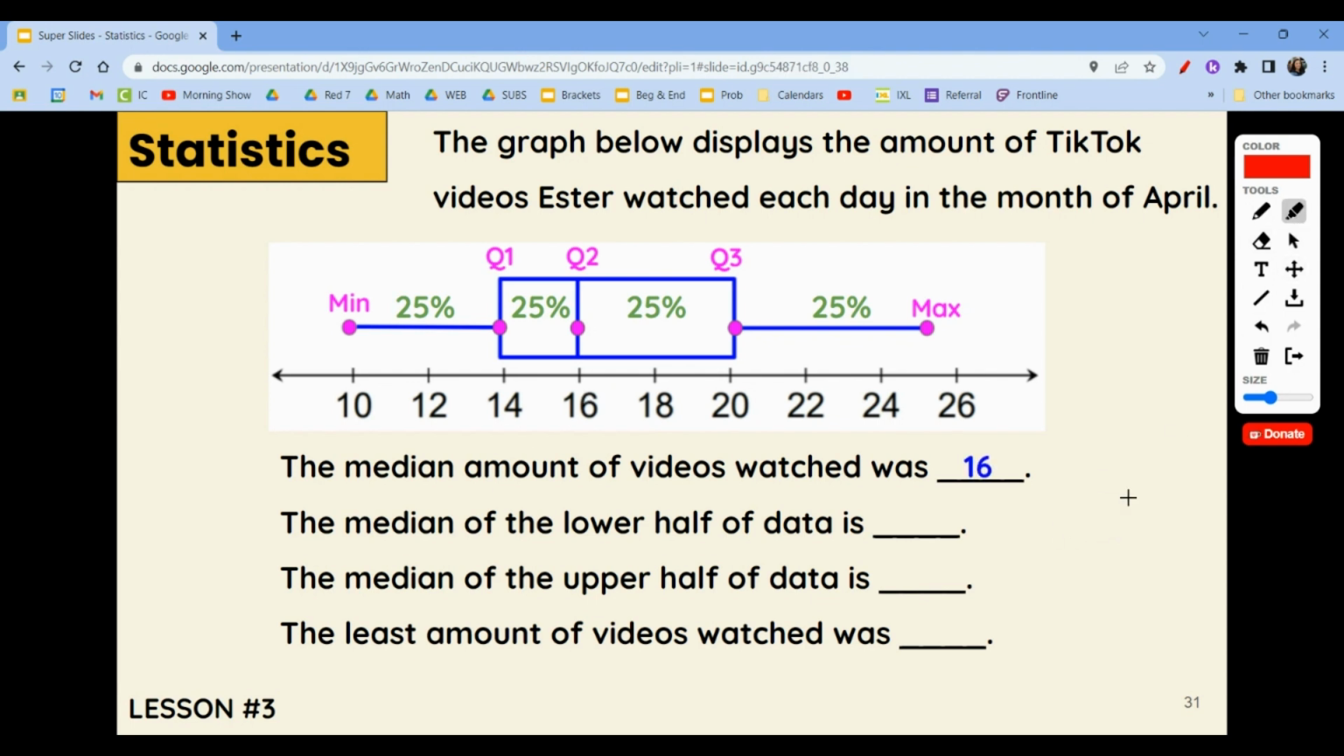The median of the lower half of data is, the lower half of data is this 50%. The median of that is Q1, which is at 14. The median of the upper half of data is, the upper half of data is this 50%. The median for the upper half is Q3, which is at 20. The least amount of videos watched was the minimum, which is 10 videos.